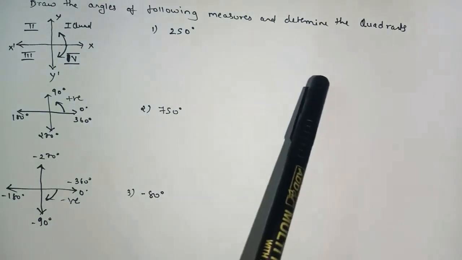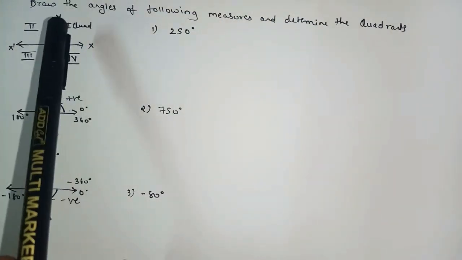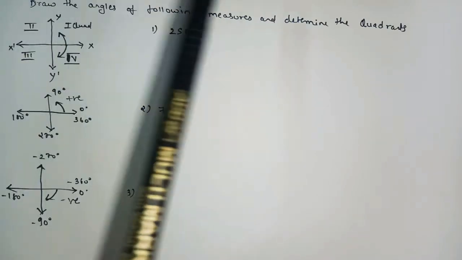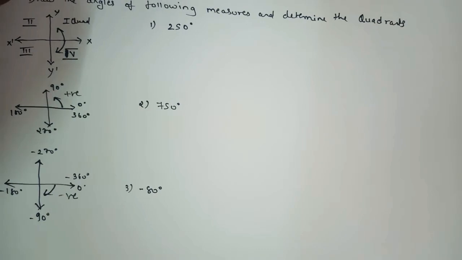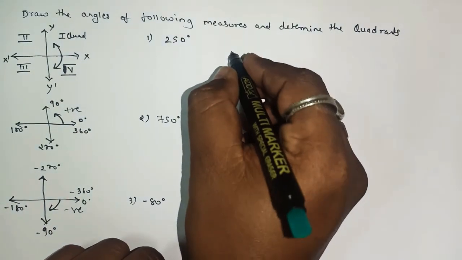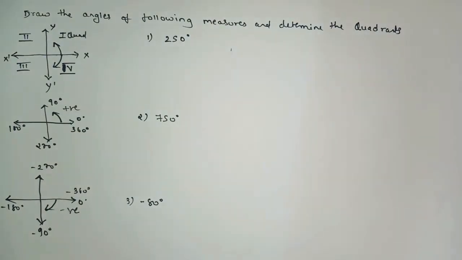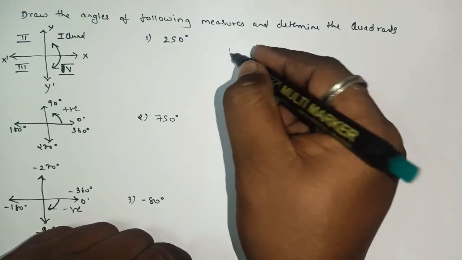So don't write the answer directly, 250 lies in the third quadrant. As here it is clearly mentioned that you have to draw the angles of the following measure and then determine the quadrants. Okay, so first we'll see how to draw the diagram. It is very simple. As we know that the axis, yes or no?